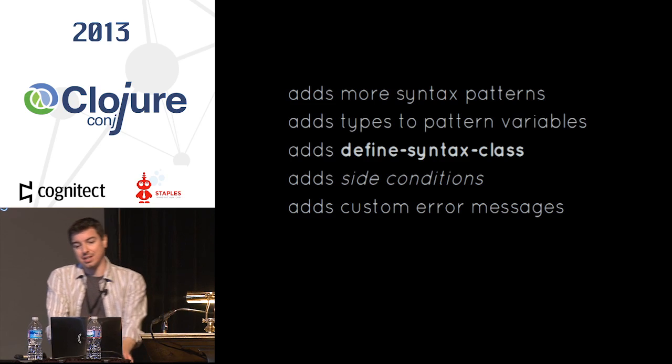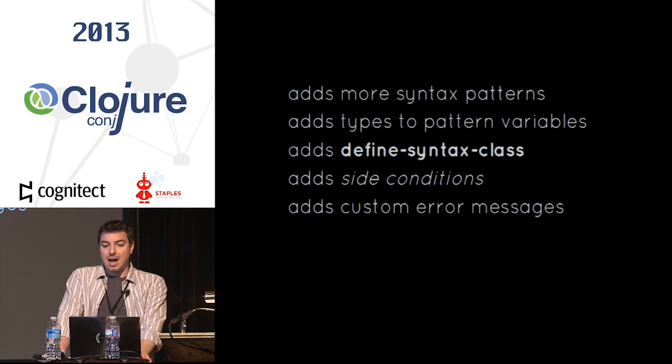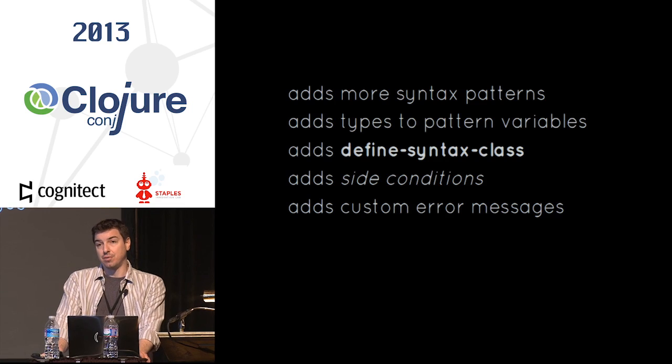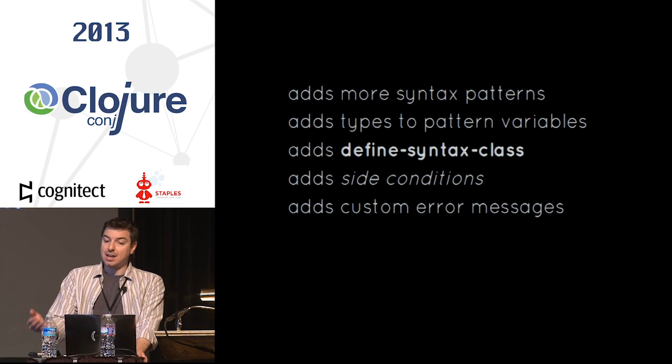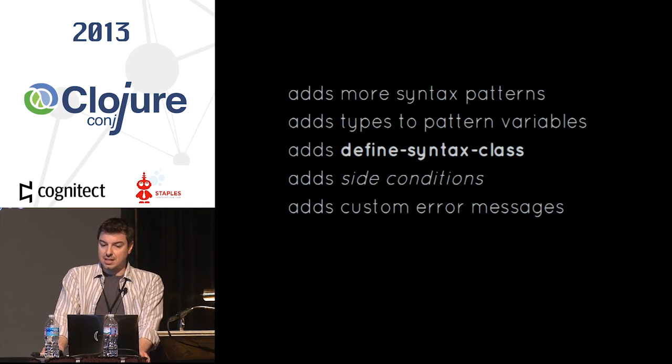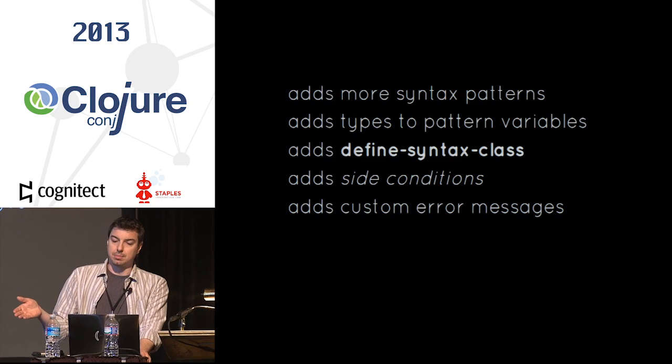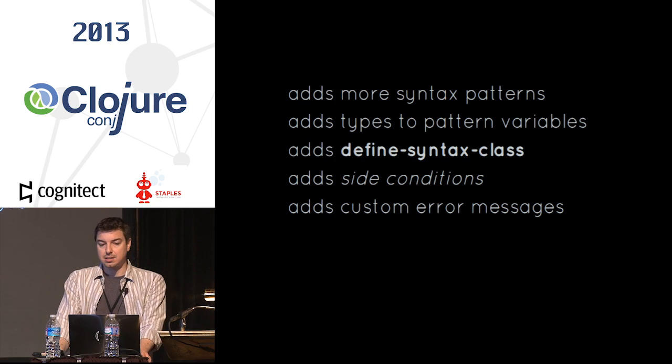They also added some other things to their DSL. They added types to constrain what pattern variables can match. And then they added a define-syntax-class form so that you can create your own pattern types. They added side conditions, which are like guards, but are more localized and trigger backtracking through the parsing rather than failing the entire case. And then they added the ability to write custom error messages for your side conditions when they fail.